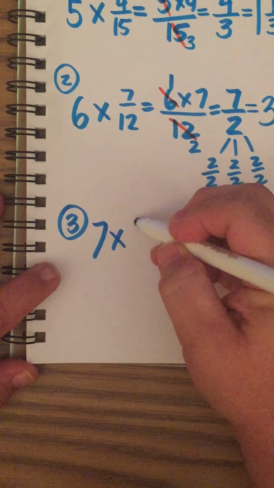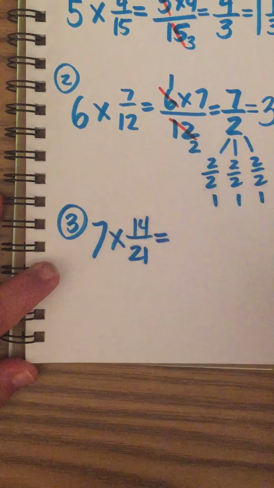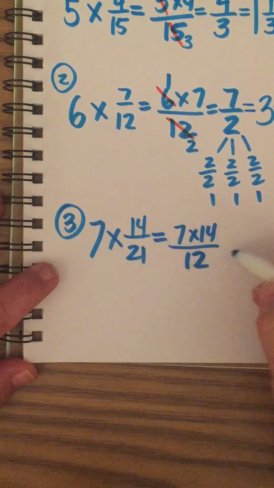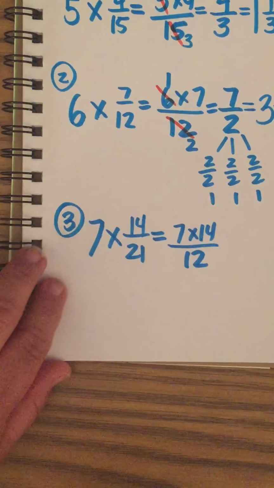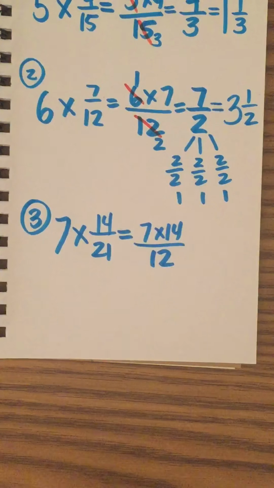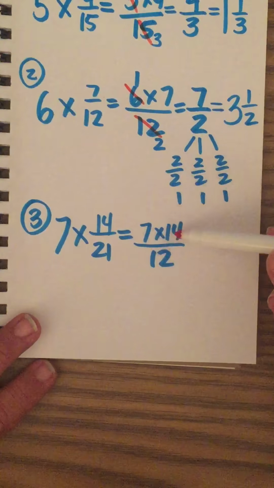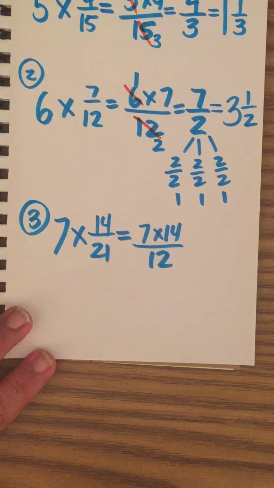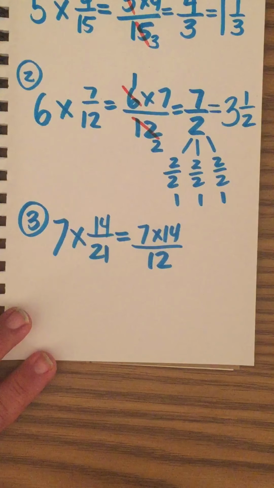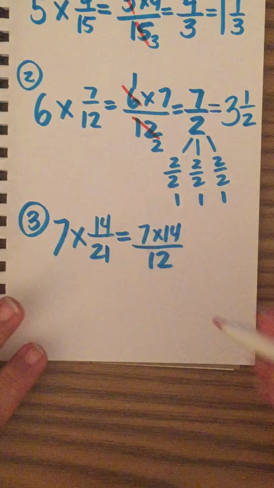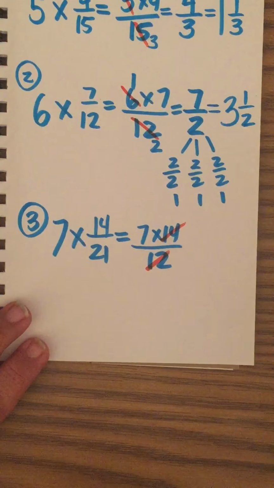7 times 14/21. Excuse me. So that's really 7 copies of 14 over 12. All right, I'm going to stop there. I want you to see, what can you do here? Can you simplify? Can't simplify 7 and 12. They don't have a common factor, but 14 and 12 do. Hopefully you saw that. What can we divide both 14 and 12 by?